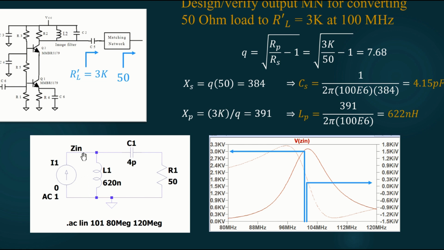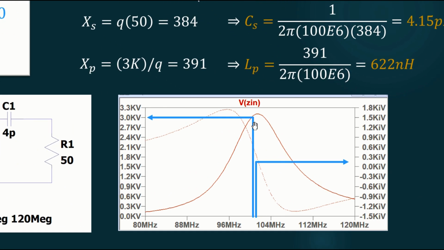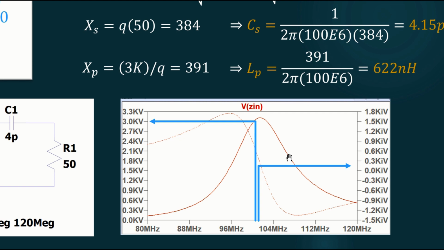So I labeled this node Zn so I can remind myself that when I see the voltage, I'm really getting the input impedance. And that's shown in the graph over here on the right. The solid curve is the real part. And at 100 megahertz, follow this blue arrow line up and then come across, it's 3,000 volts. What does that mean? That means it's 3,000 ohms.